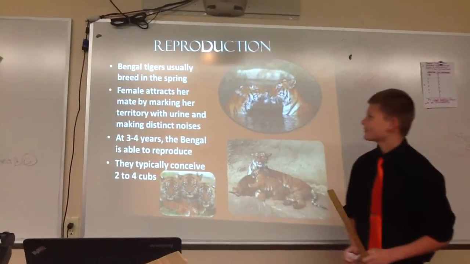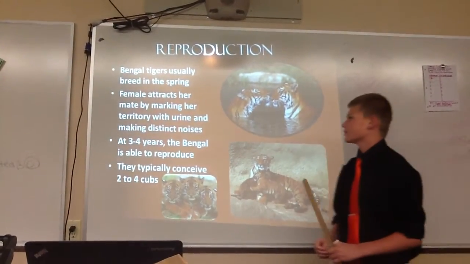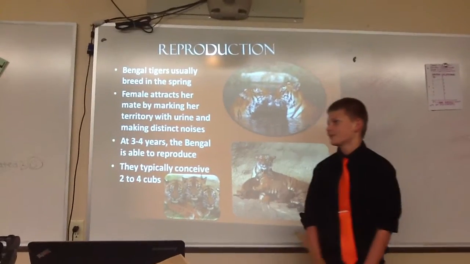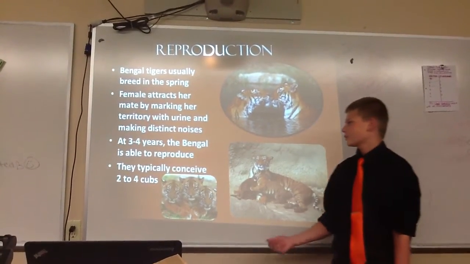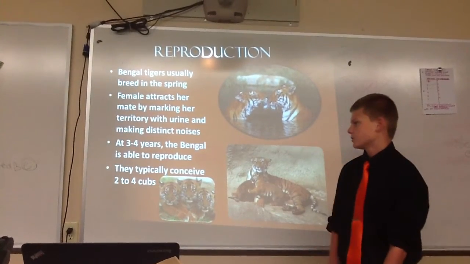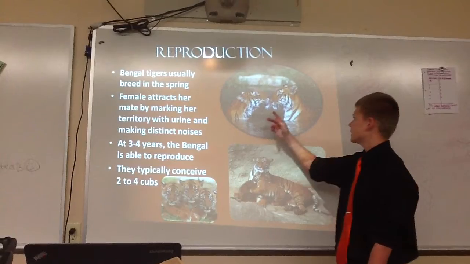Reproduction, everyone's favorite slide. The Bengal tiger usually breeds in the spring. The female attracts her mate by marking her territory with urine and making distinct noises. At 3 to 4 years, the Bengal tiger is able to reproduce, and they typically conceive 2 to 4 cubs. Here is a male and female tiger.